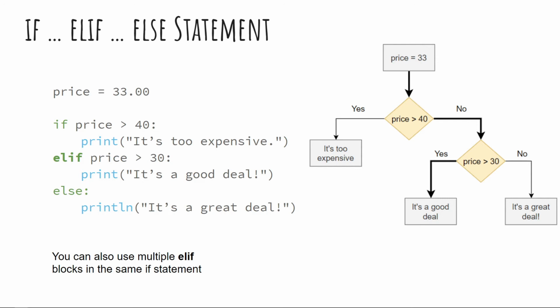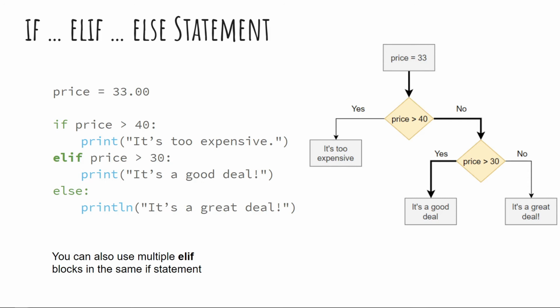So you can see with the example on the slide, when we have price equals 33, we first check to see if price is greater than 40, we print it's too expensive, moving down the left side of this tree. But 33 is not greater than 40, so we go to our next statement. So we check to see elif price is greater than 30, which it is, we print it's a good deal. On this flowchart, that corresponds to going down the right side and then down the left side. Else, so if neither of those things were true, we print it's a great deal. And so that is going down the right side and then the right side.